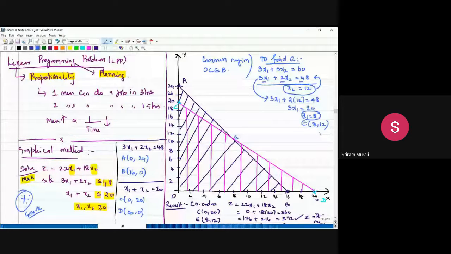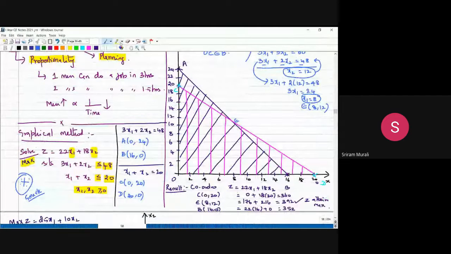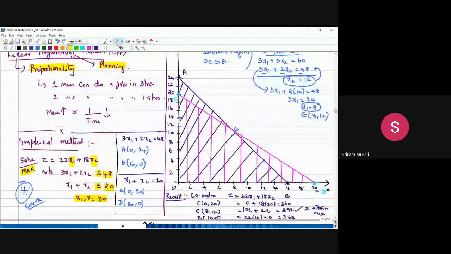Now we want to find the result. What is the result? I told you already, feasible region is this: C, E, and then B. Where is O? It is the origin. Origin cannot be a maximum. At 0, 0, it is minimum, you know. 22 into 0 plus 18 into 0 will be 0. So at C, it is 0, 20. Substitute in the objective: 22 into 0 plus 18 into 20 will be 360. Take E, 8, 12. Substitute 22 into 8 plus 18 into 12. Total 392. B, 16, 0.